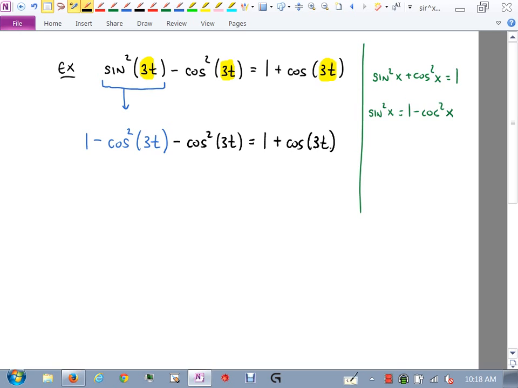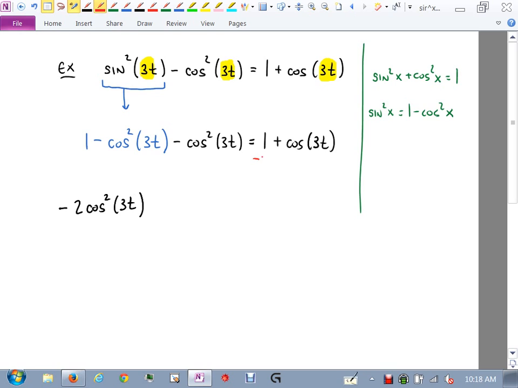Because of the squareds. So now let me collect everything onto one side of the equation, because that's the way we try and attack a quadratic. So let me put these two together. What is negative cosine squared 3t minus another cosine squared 3t? Negative 2 of them, right? So I have negative 2 cosine squared 3t.